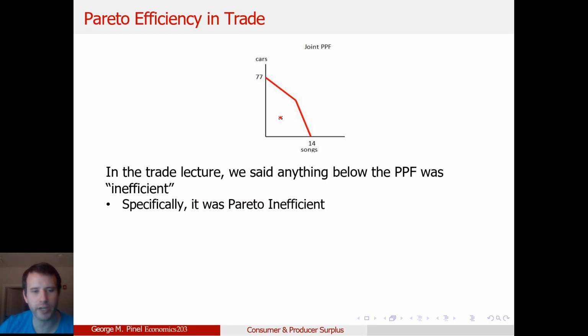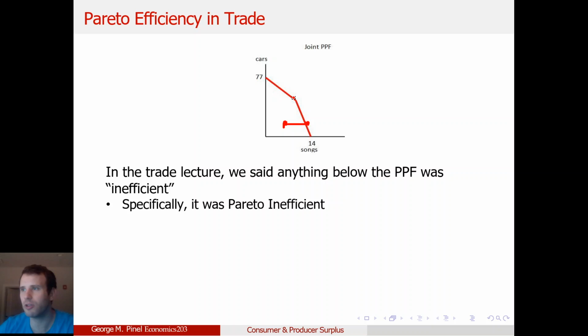Specifically, what I meant is that it's Pareto inefficient. What do I mean that it's Pareto inefficient? That means I can make Kendrick better off if I produce more songs, or I can make Marshall better off if I produce more songs. So if I'm at this point here, I am producing fewer cars and fewer songs than I can. Regardless of whether I give all the additional songs to Kendrick or to Marshall, as long as someone gets the additional songs made, then I'm moving to a more Pareto efficient outcome.